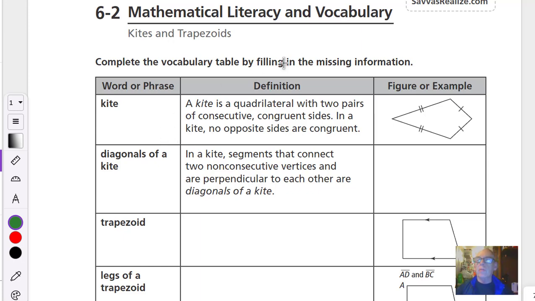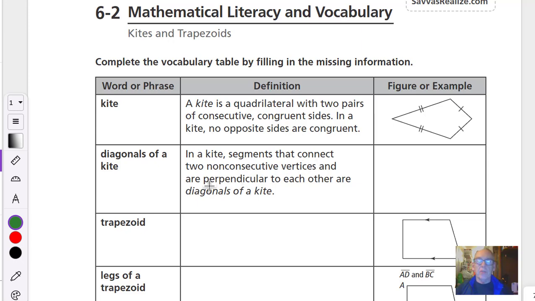Okay, this video goes with the mathematical literacy part of the 6.2 notes packet. So a kite is defined as a quadrilateral with two pairs of consecutive congruent sides. In a kite, no opposite sides are congruent. They're consecutive pairs of sides that are congruent.